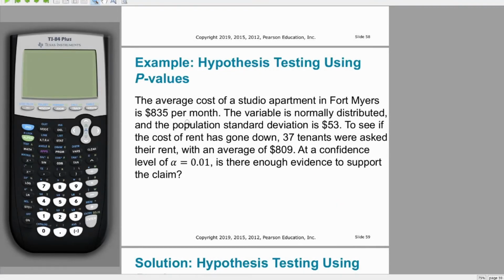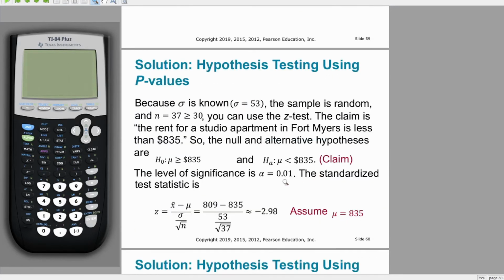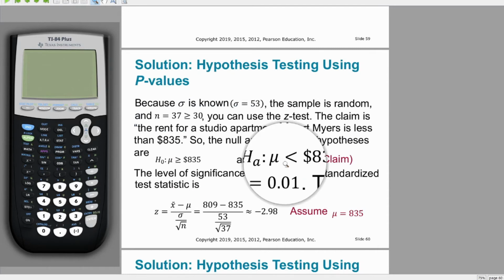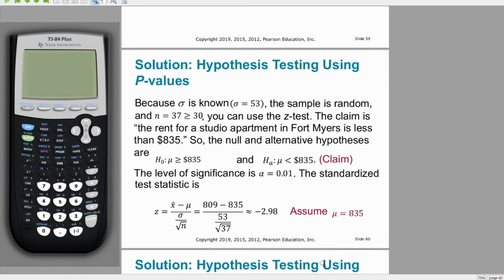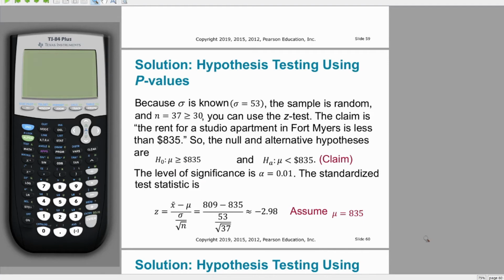So for this, we have to be very careful about pulling in all of the information that we're given here and what exactly we're looking for, because we want to see if the cost has gone down. That is our alternate, which we make first, and our null is that it has either not changed or gone up. So we're going to hit stat, go to tests, and since we know the deviation sigma, we're going to use the z-test, where we have stats in this case.